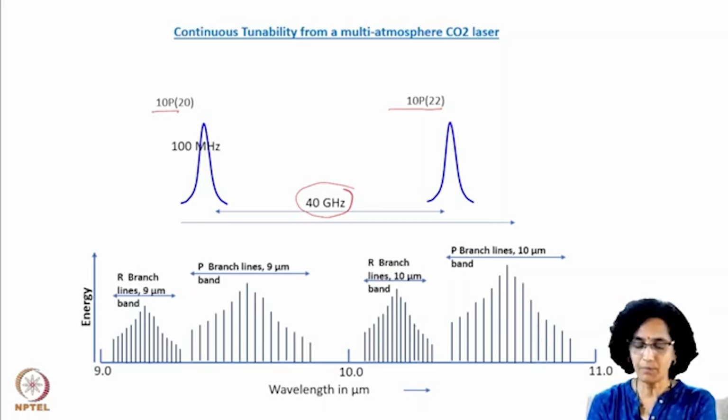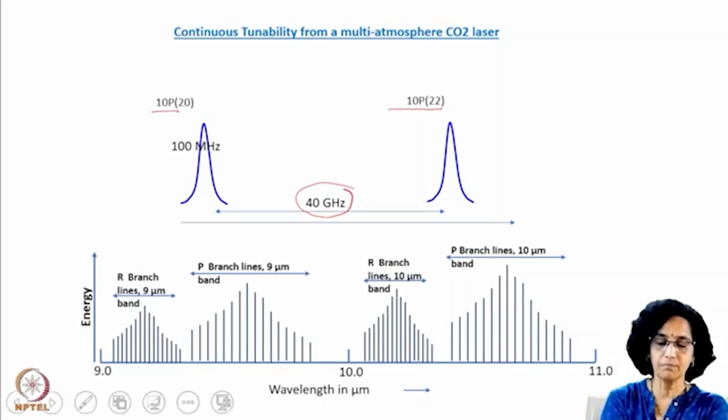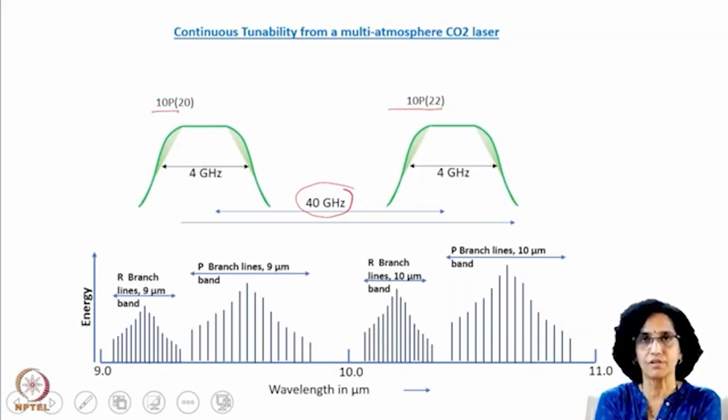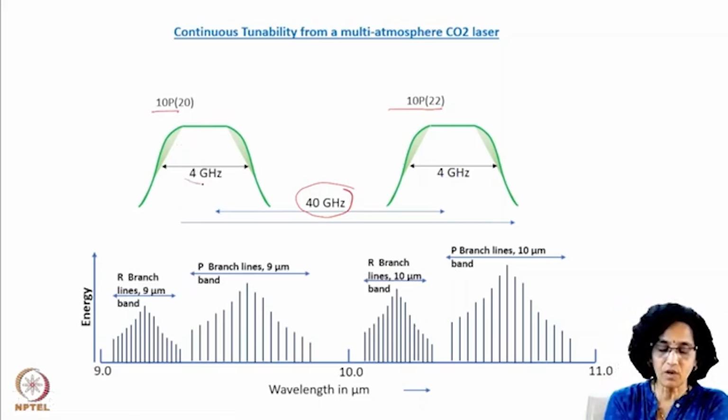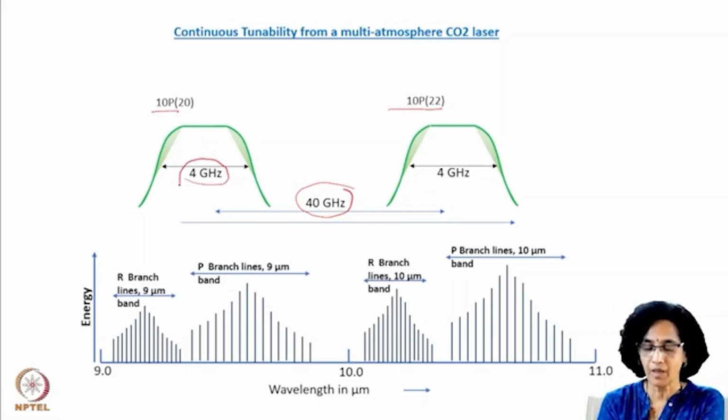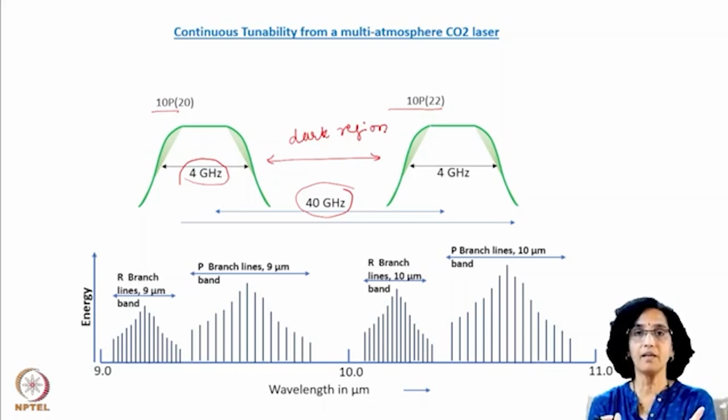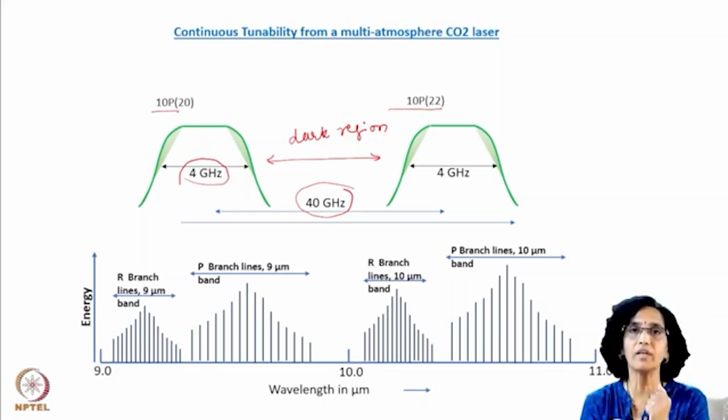So suppose we go to high pressure, that is atmospheric pressure. In atmospheric pressure, we saw that the broadening is 4 gigahertz, but then the separation still remains 40 gigahertz. So this is the dark region. How do you go even beyond? You cannot get continuous tunability, right? So these regions are unreachable. You cannot have lasing here unless you create gain.